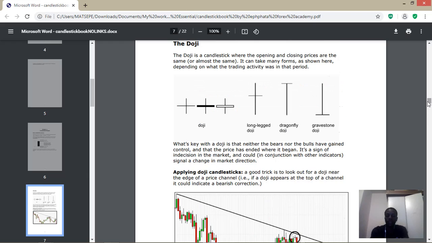So now we have the doji. We have types of dojis. You can see we have the one that is called only a doji, and then we have 3 other types of dojis: a long-legged doji, a dragonfly doji, and a gravestone doji.